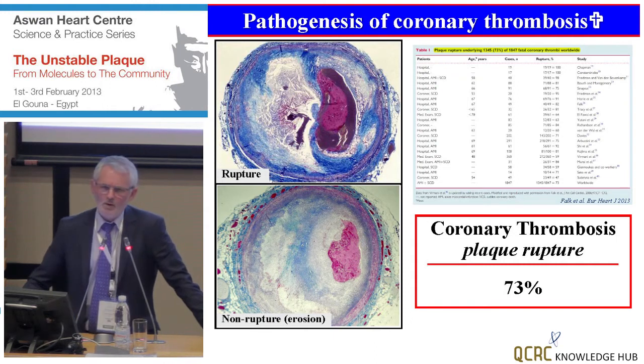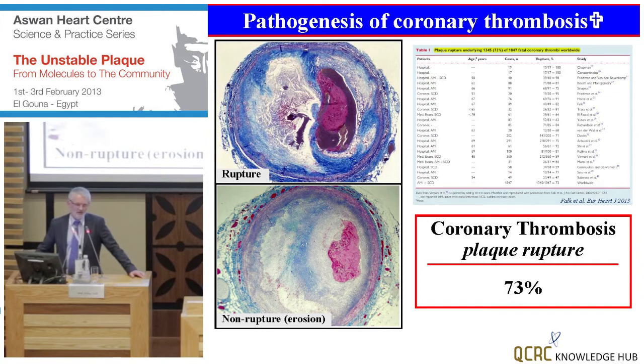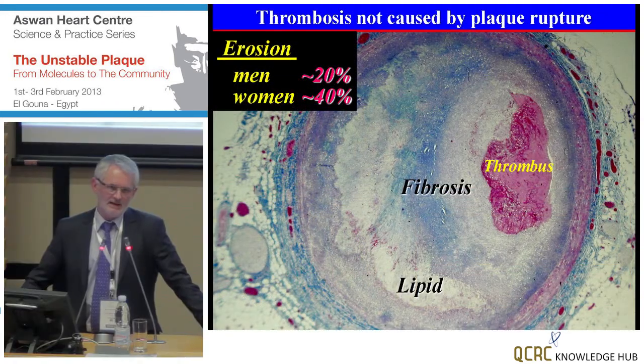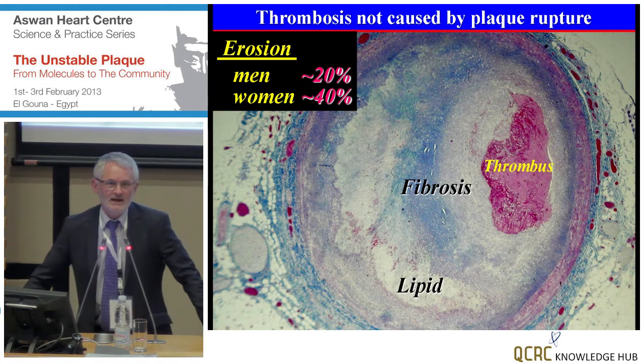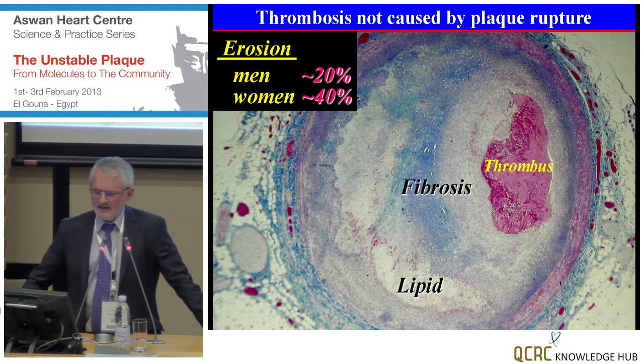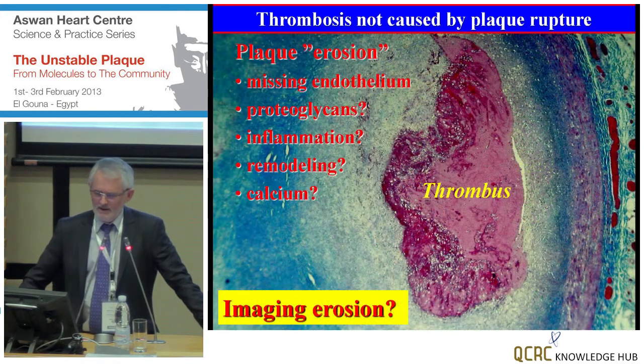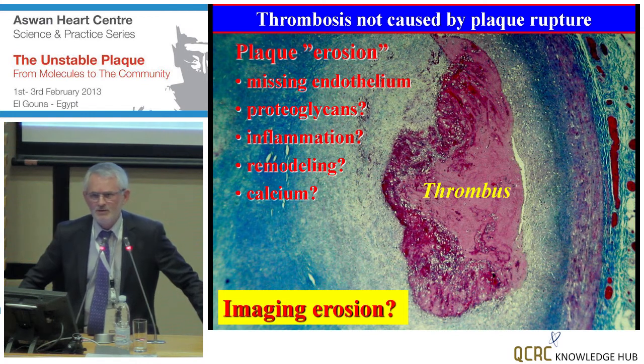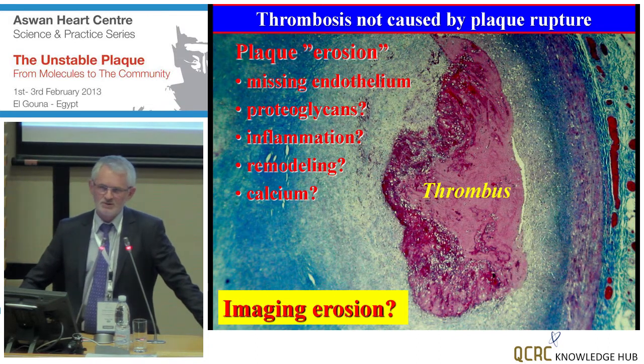So we can see overall plaque rupture is responsible for 73% of coronary thrombi. Then, of course, we have another mechanism. It's thrombosis not caused by plaque rupture. It's not so frequent as thrombosis caused by plaque rupture. And it is, in fact, as said before, called erosion, and it's more frequent in women compared to men. In plaque erosion, the endothelium is missing, but otherwise there are no particular features of the plaque that characterize eroded plaque with superimposed thrombosis.